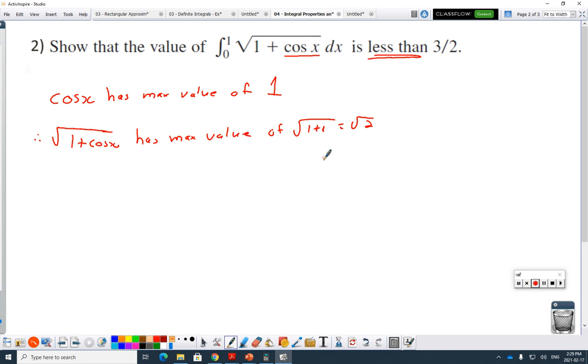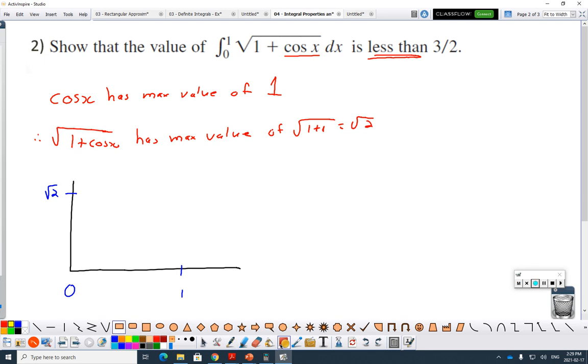I don't know what the function looks like. I never do find out in this question. But I do know that if I draw a rectangle that goes from 0 to 1, that's what they wanted, integral 0 to 1, and I draw a rectangle that has height root 2, here comes my rectangle, this function never gets above that. It never goes bigger than that. I don't know where it goes. It could go up and down and around, but it's always going to be smaller than this rectangle because it never gets above root 2.